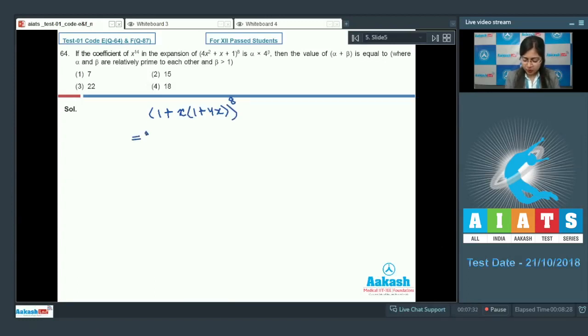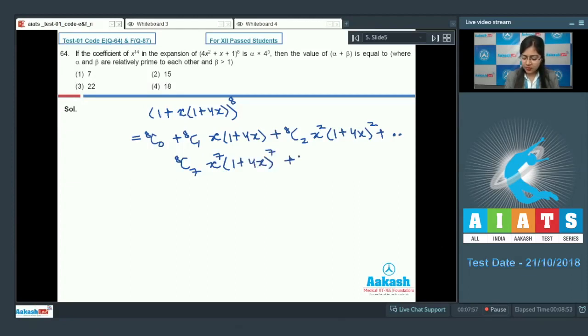So this can be written equal to 8c0 plus 8c1 into x into (1 + 4x) plus 8c2 into x² into (1 + 4x)². Similarly, it will go up till 8c7 into x^7 (1 + 4x)^7 plus 8c8 into x^8 into (1 + 4x)^8.